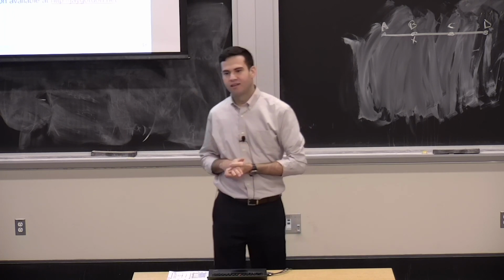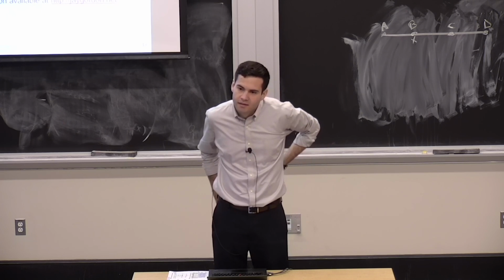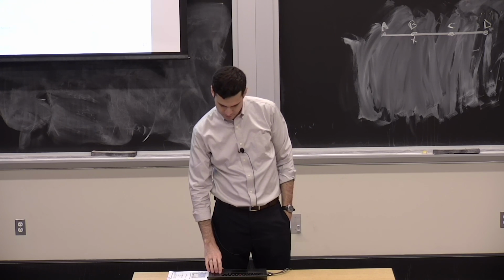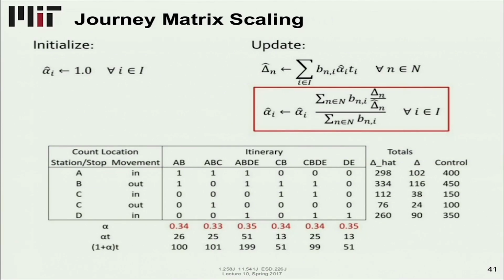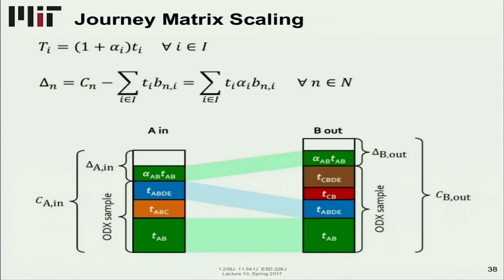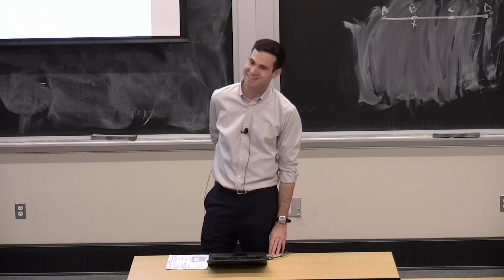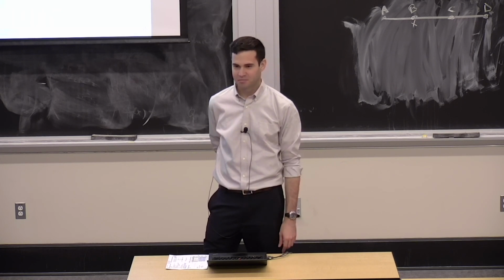So, for the scaling, which scaling method? Slide 41. Okay, you have itineraries. How many itineraries do you have? Oh, many, like any possible combination. I don't know if I have that here. This is only one example of one trip. We know that there are trillions of solutions that satisfy the control totals. I forget how many unique itineraries there are, but many, many. It's a large number, in a city like London particularly.